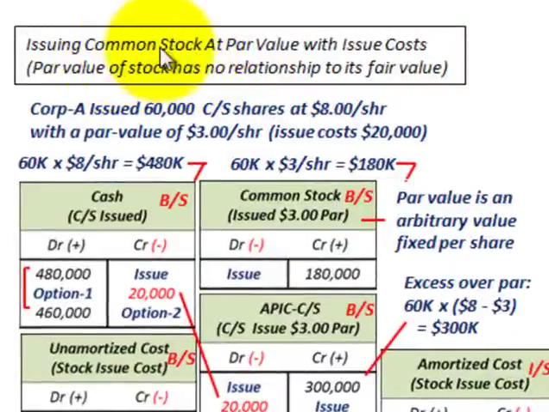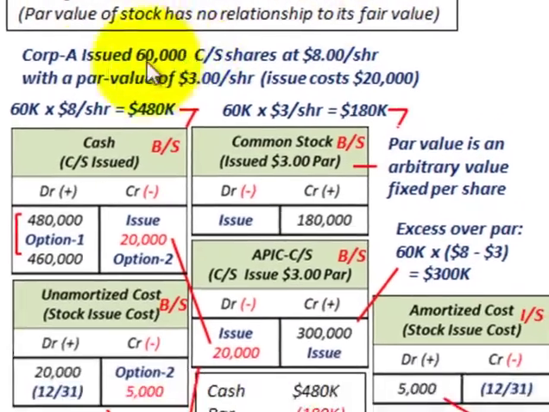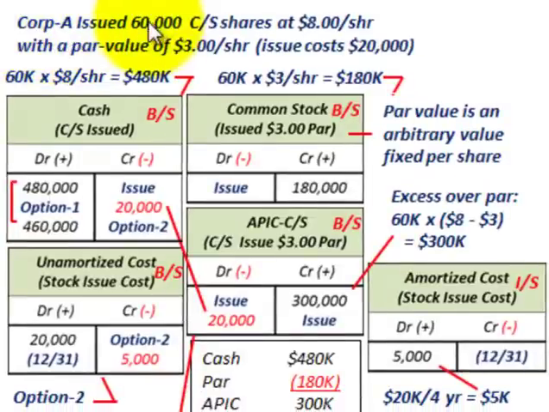Here we're going to be looking at issuing common stock at its par value, and it's going to involve issue costs. We have to note that the par value of the stock has no relationship to its fair value. For example, Corporation A issued 60,000 shares of common stock at $8 per share with its par value set at $3 per share, and the issue costs are $20,000.